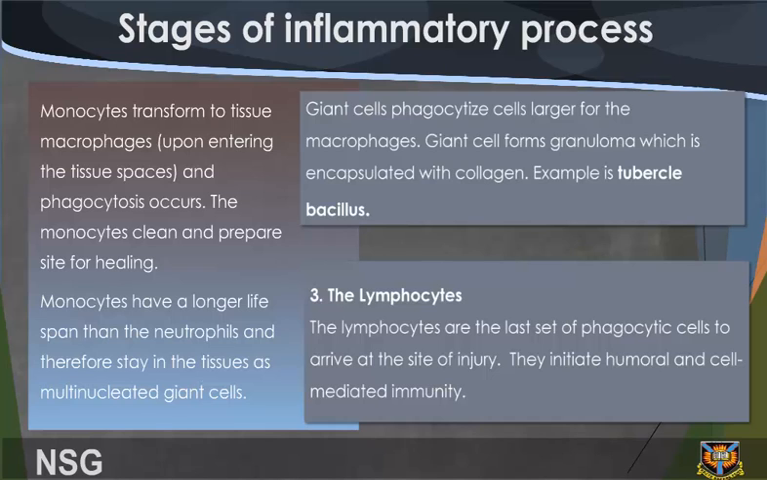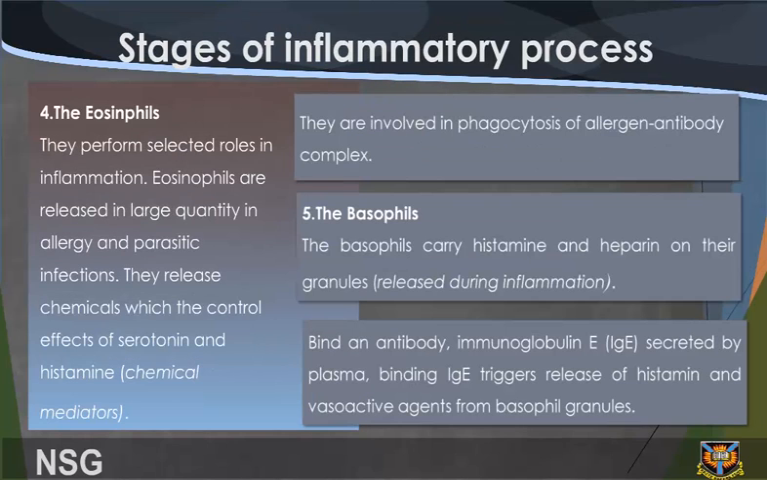They initiate humoral and cell-mediated immunity. 4. The eosinophils. They perform selected roles in inflammation. Eosinophils are released in large quantity in allergy and parasitic infections. They release chemicals which control the effects of serotonin and histamine, chemical mediators. They are involved in phagocytosis of allergen antibody complex.